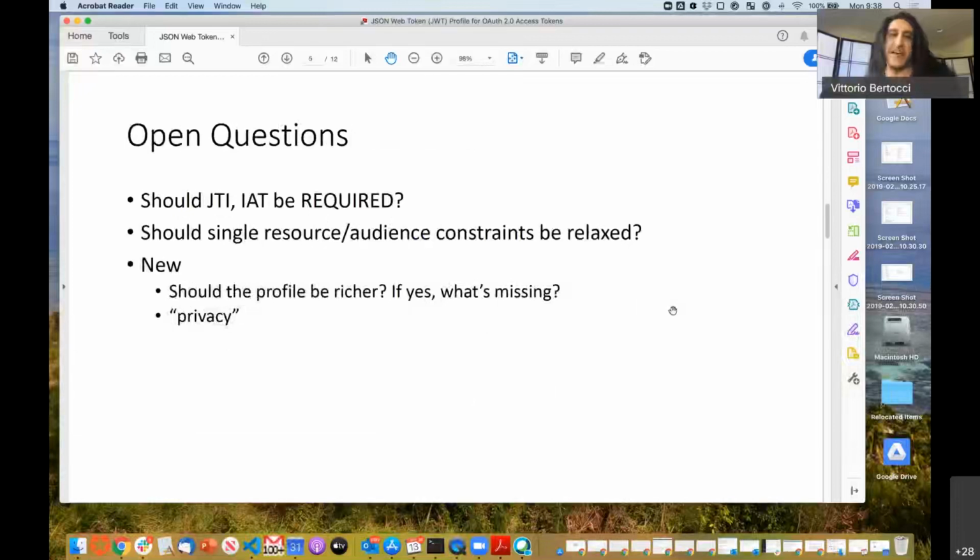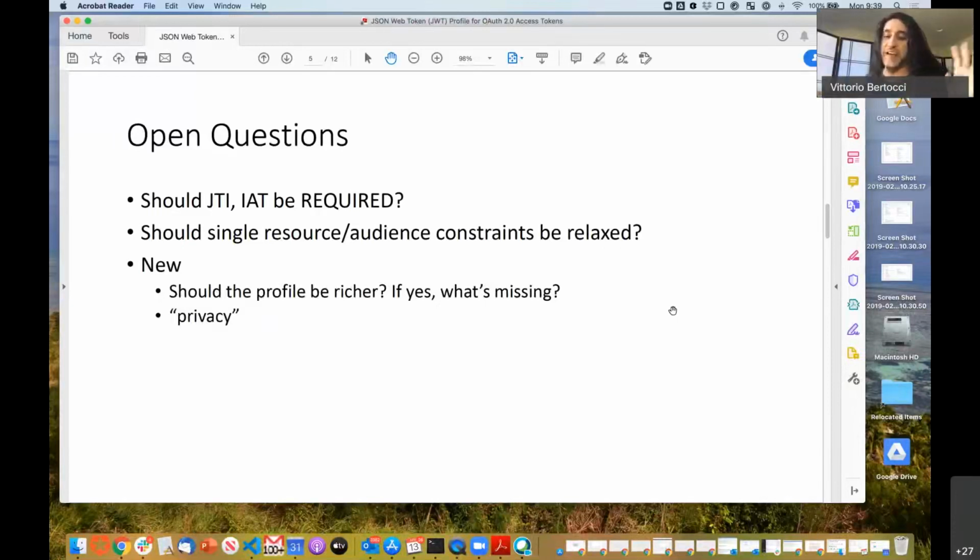Now the open questions. For all of them, I have slides, so don't jump on it too quickly. The first one is simple: JWTI, IET, some people think it should be required. I happen to be among them, but before switching that, I just want to hear what the consensus of the Borg cube is. The other part, which is a big hot topic, is the fact that the spec is super strict about the number of resources in the request, the number of resources that end up in the audience, and some people don't like how strict that is.